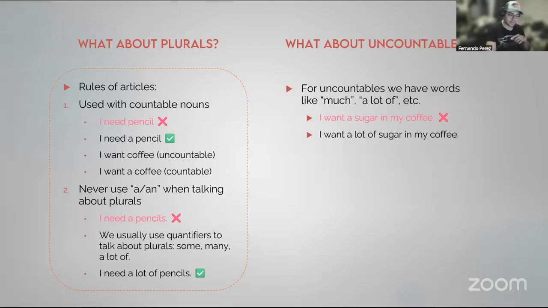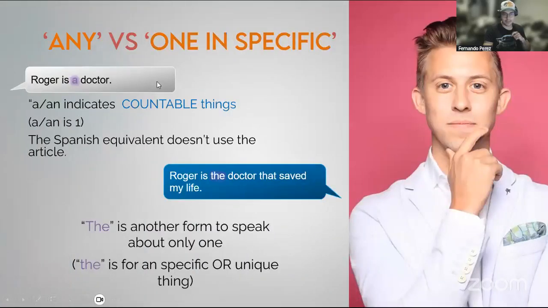The issue and the biggest problem comes with the article the. Because the article the is used when you are talking about specific things versus non-specific things. Okay, let's practice specific things. We are talking about any versus one in specific. Okay, if you say, for example, the versus a.